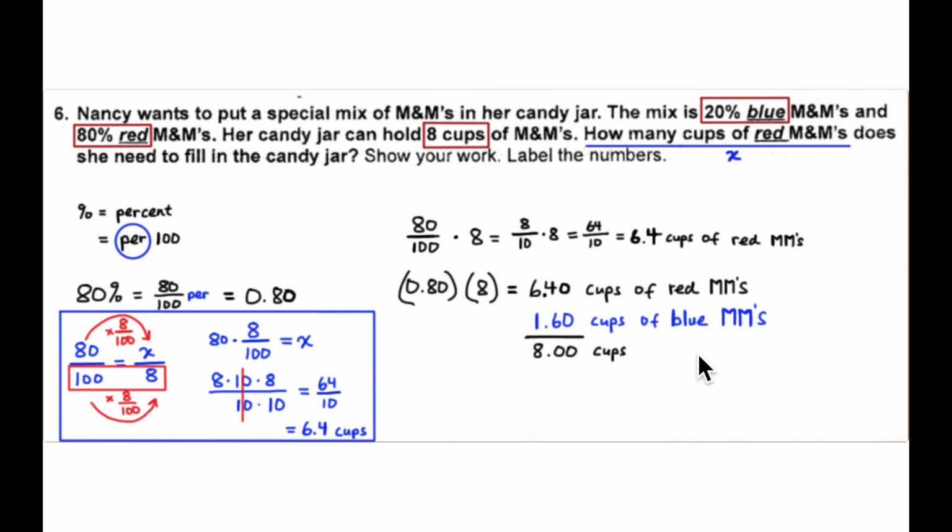Now it doesn't ask you to do this, but you can figure out the rest of the mix is 20%, and that's 1 6/10 cups of the 8 cups. So if I multiply 8 cups times 20%, which is 20 hundredths, I better get 1 6/10 as an answer, and I do. 8 times 2 is 16. This is 8 times 20 hundredths is 160 hundredths, which is the same as 1 6/10 cups of blue M&Ms.